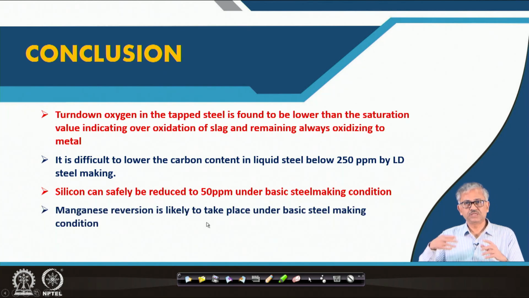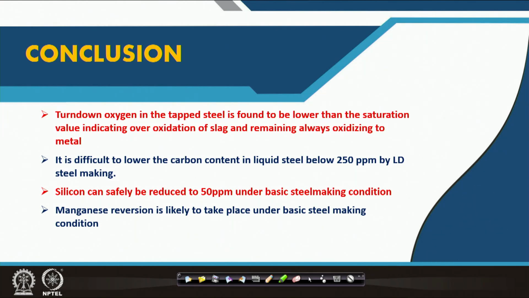And manganese reversion is likely to take place under basic slag because manganese oxide is a basic oxide. So under basic slag condition, the activity of MnO in the slag increases. As a result, the reaction in the reverse direction proceeds, forming manganese. Okay. So this is about the basic oxidation reactions: iron oxidation, carbon oxidation, silicon oxidation, and manganese oxidation.